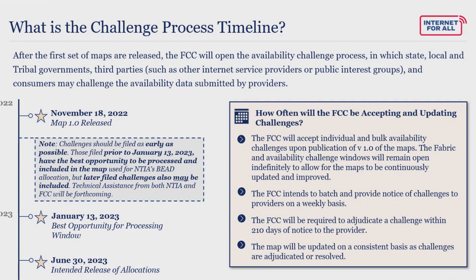The short answer is fast. Challenges received by January 13th will have the best chance of being adjudicated in time for the map we use to make our allocations in June. To summarize, NTIA plans to make its allocations for the BEAD program in June. In order to have your challenges included in the map we use for allocations, you should get your challenges in no later than January 13th. And the sooner you're able to file, the better.